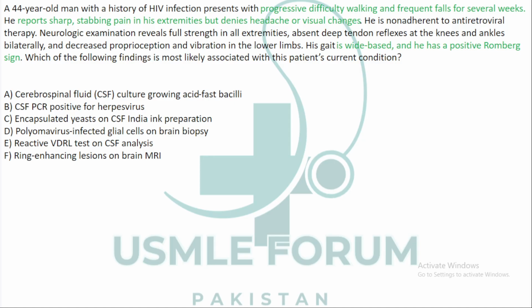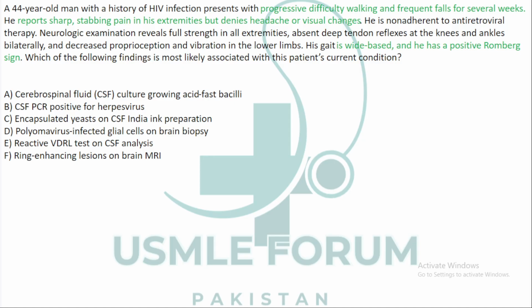This question is a classic board style setup: a patient with HIV having neuro symptoms and a stem packed with localizing signs. So let's break down the localizing signs here piece by piece. First, what are the main components in this question? Difficulty walking. Frequent falls, not good. Sharp stabbing pain in the limbs. Oh, too bad.